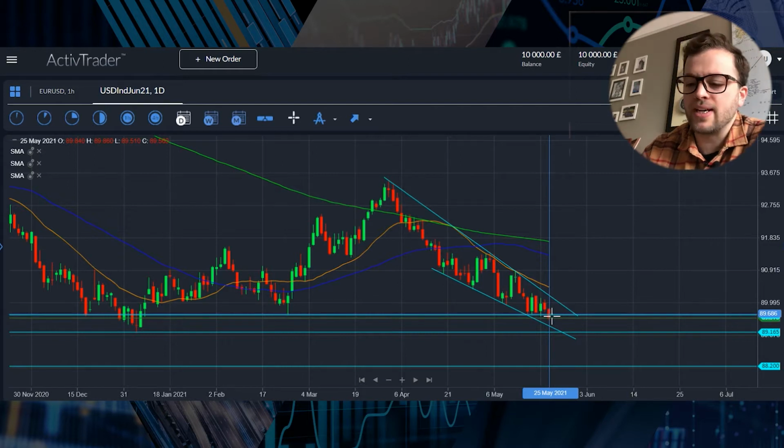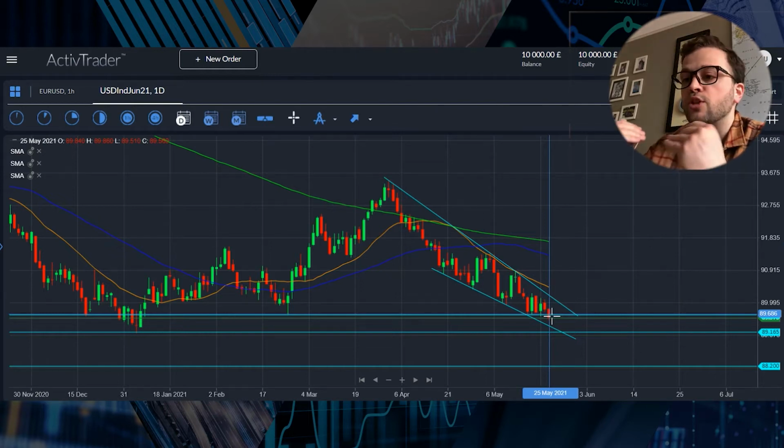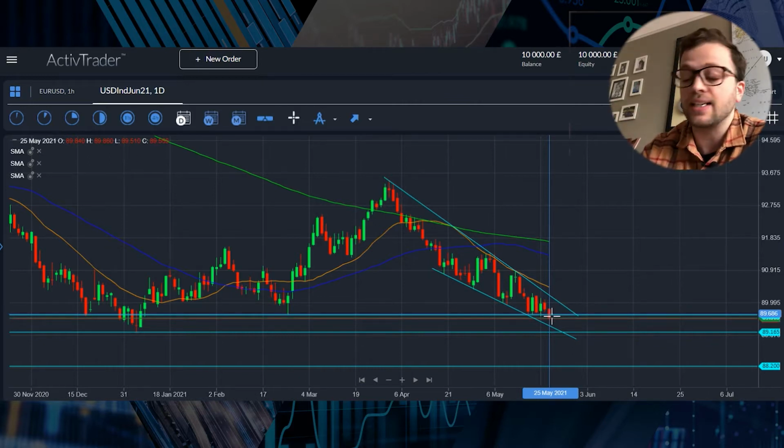There's a couple of reasons really, but I think the main one for me is the fact that US real yields, so inflation expectation adjusted bond yields in the US, are still very low and remain very subdued. And obviously when real yields are low, that reduces the incentive to invest in a currency. So that has been weighing on the dollar heavily.